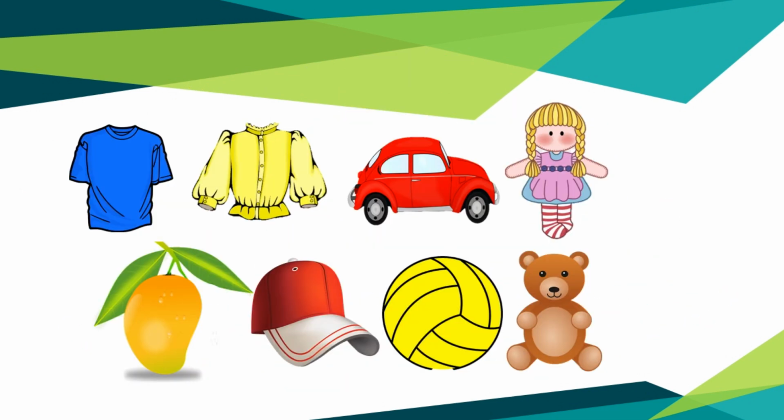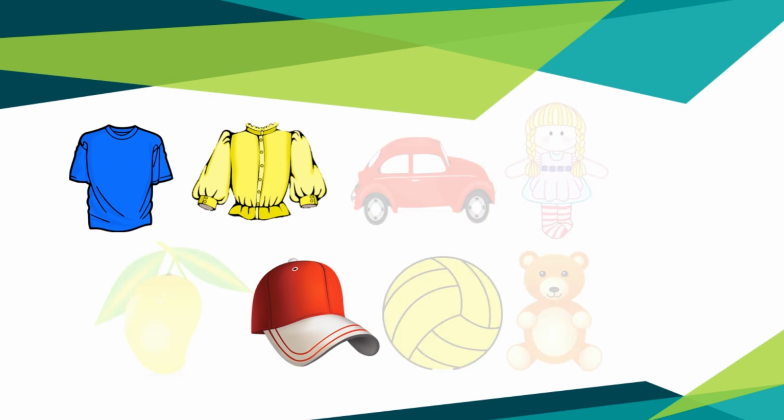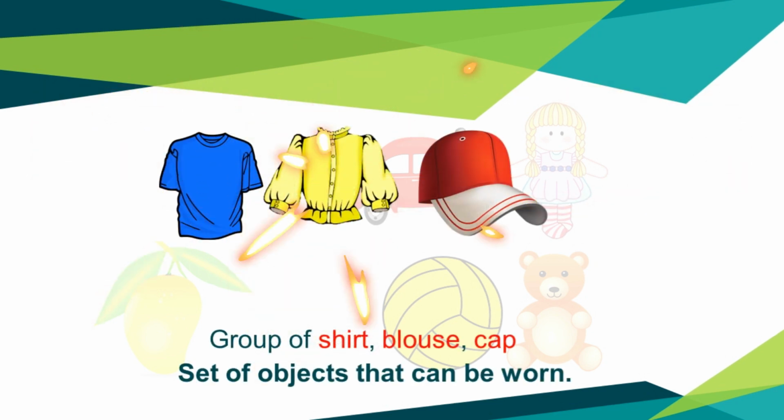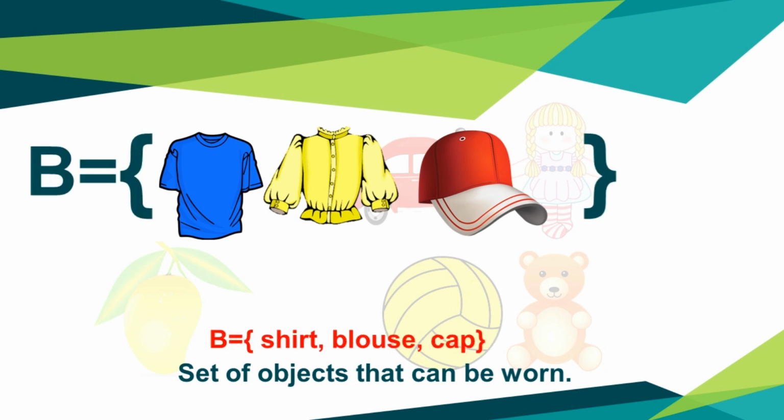Let's find another group of objects. We can also group objects that can be worn. This picture shows a shirt, blouse, and cap, which is a set of objects that can be worn. We can name this as set B. We can easily identify a group of objects when we name that particular group.